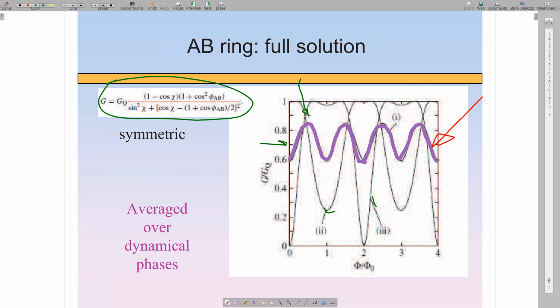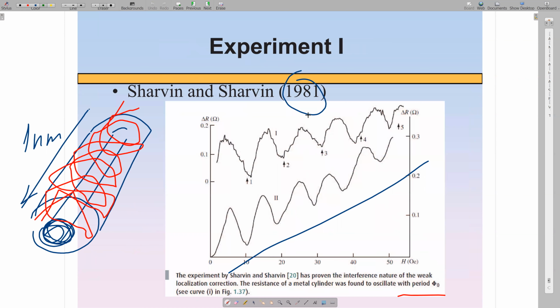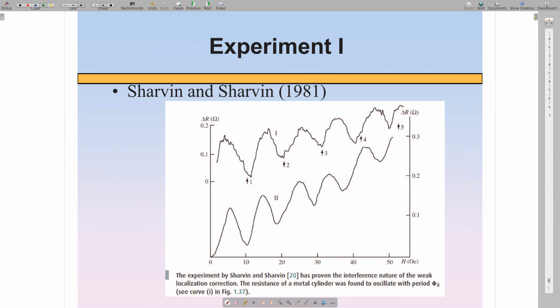It can be explained by what I told you before, that there are special trajectories, interference between which is not affected by dynamical phase. Fine. This is what we learn about the Aharonov-Bohm effect in the ring. Let me get to experiments.